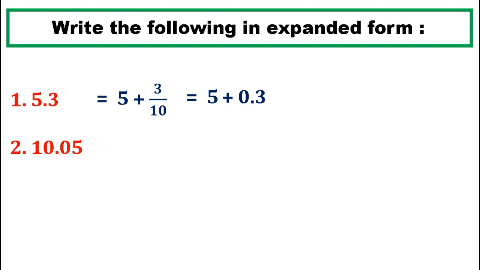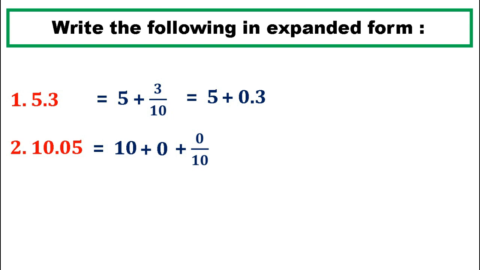Let us look at the second example, 10.05. So we start with the digit 1, which is on the left. Since 1 is in the tens place, in the expanded form, we write 10. The next digit in the ones place is 0, so we write the same, that is 0. The next digit is also 0, which is after the decimal point and is in the tenths place. So we write it as 0 by 10.